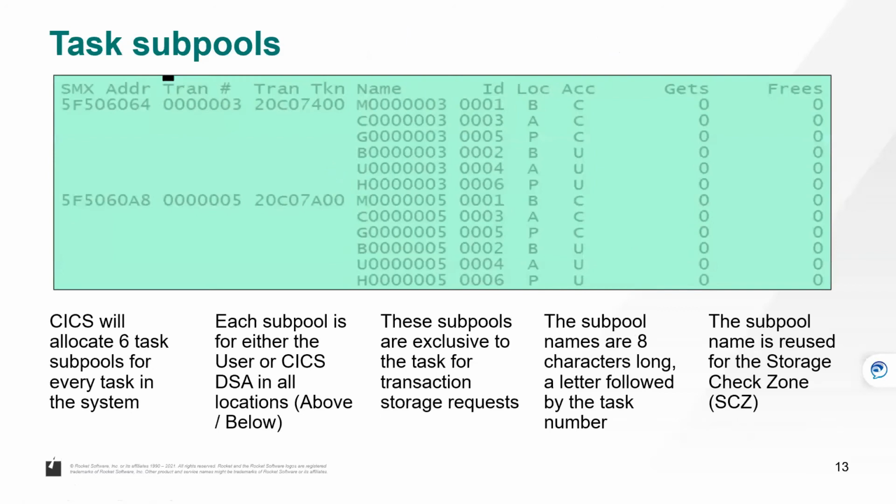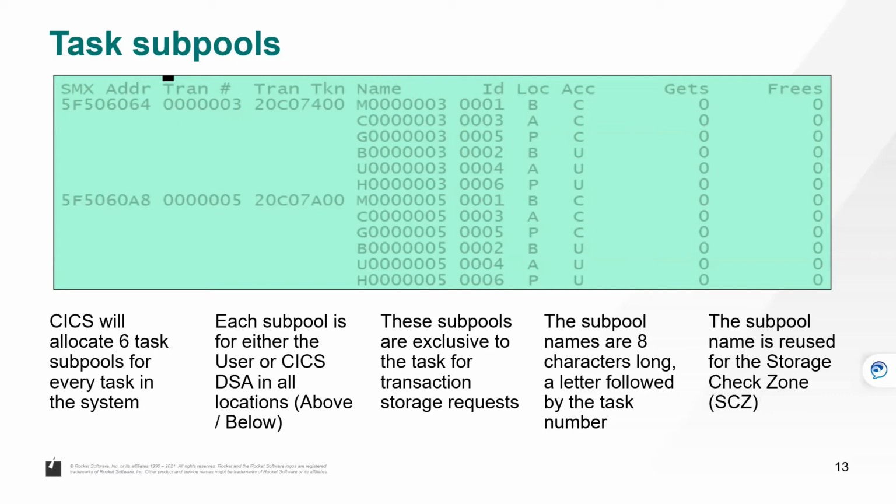So we already saw a little bit about task subpools, right? CICS will allocate 6 task subpools for every task in the system. Each subpool is either for the user or the CICS DSA. So now you know why you get 6, right? It's because you get 3 for user, 3 for CICS, right? Obviously, what's the reason for 3? Well, you've got below the line, you've got above the line, you've got above the bar. So when you add it all together, you get a CICS and user below the line, and above the bar, which gives you a total of 6.